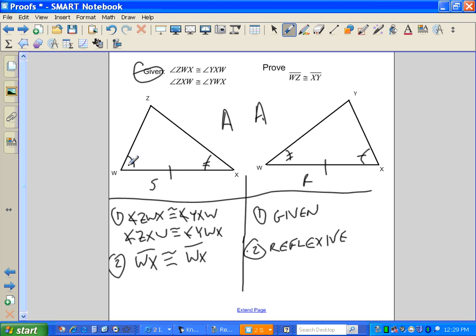So now we've got an angle, a side, and an angle. And that's enough for us to be able to say that the two triangles are congruent. So I'm going to start with W. So triangle WZX is congruent to the corresponding part, triangle XYW. And the reason for that is we've got an angle, we've got a side, and we've got another angle. So we write angle, side, angle. So then now we've got the two triangles congruent.